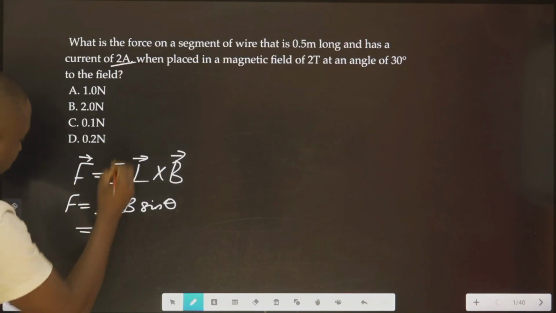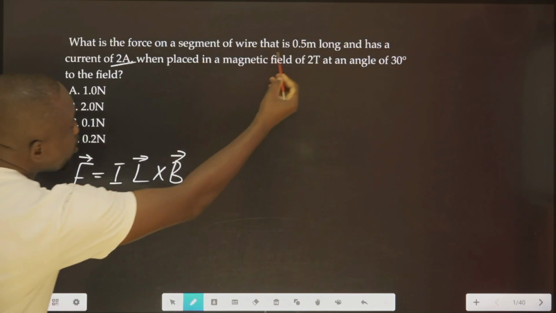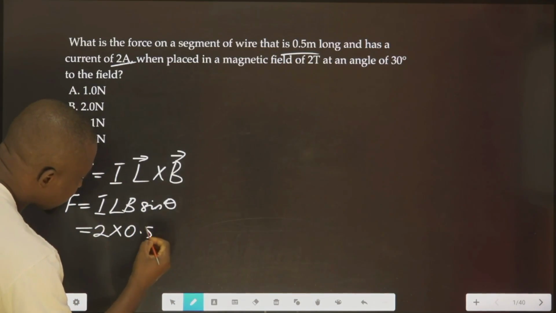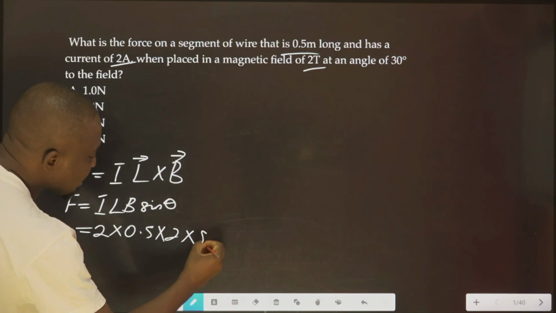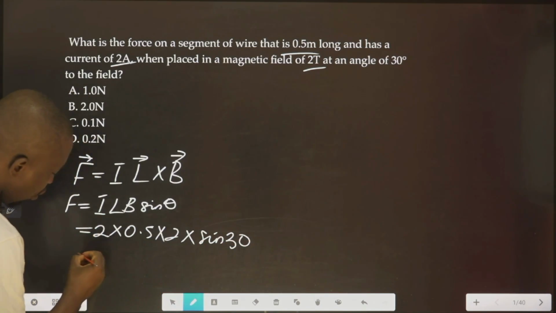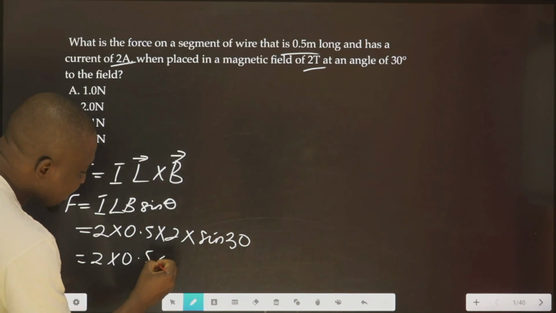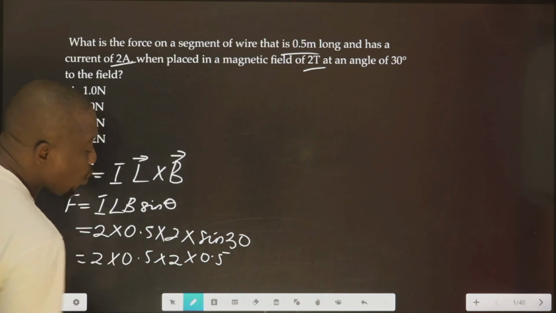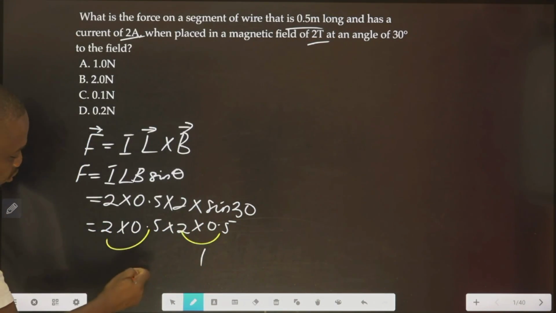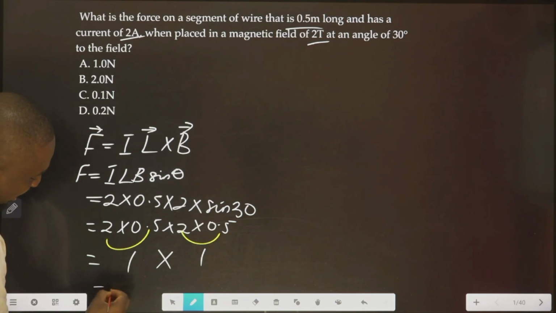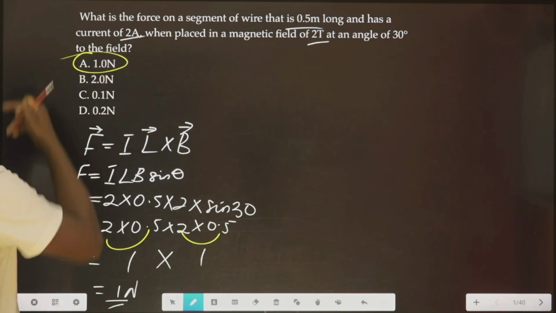We are given the current to be 2, the length to be 0.5. This is given to be 2, that is the magnetic field, 2 sine 30. What is sine 30? Sine 30 is 0.5. That is 1 over 2. Okay? If you multiply this, you're going to get 1. If you multiply this, you're going to get 1. It means if you multiply this now, everything is 1. Okay? That is 1 Newton. So the answer is this.